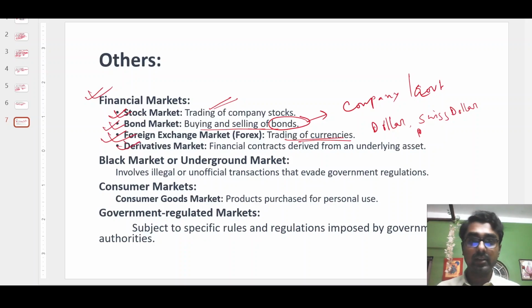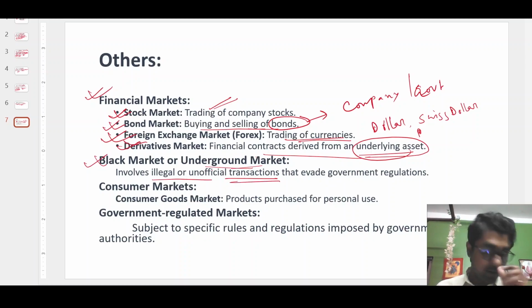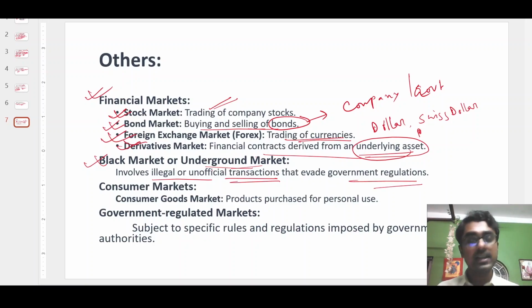Next is the derivative market. Derivative market is all about financial contracts derived from an underlying asset. By underlying asset, you are trading in respect of some asset, right? Next, apart from the financial market, there is another market called the black market or the underground market. Black market is basically illegal or unofficial transactions, which don't follow the proper government rules and regulations, but still happen in the market, right? Next is the consumer market. Consumer market is all about consumer goods and services purchased for personal use.